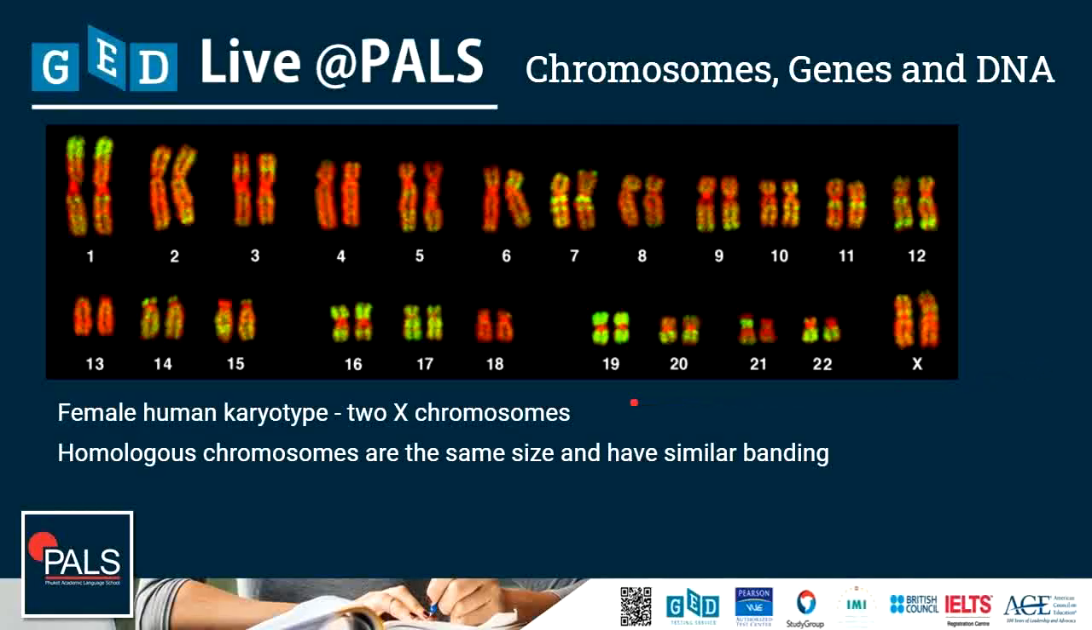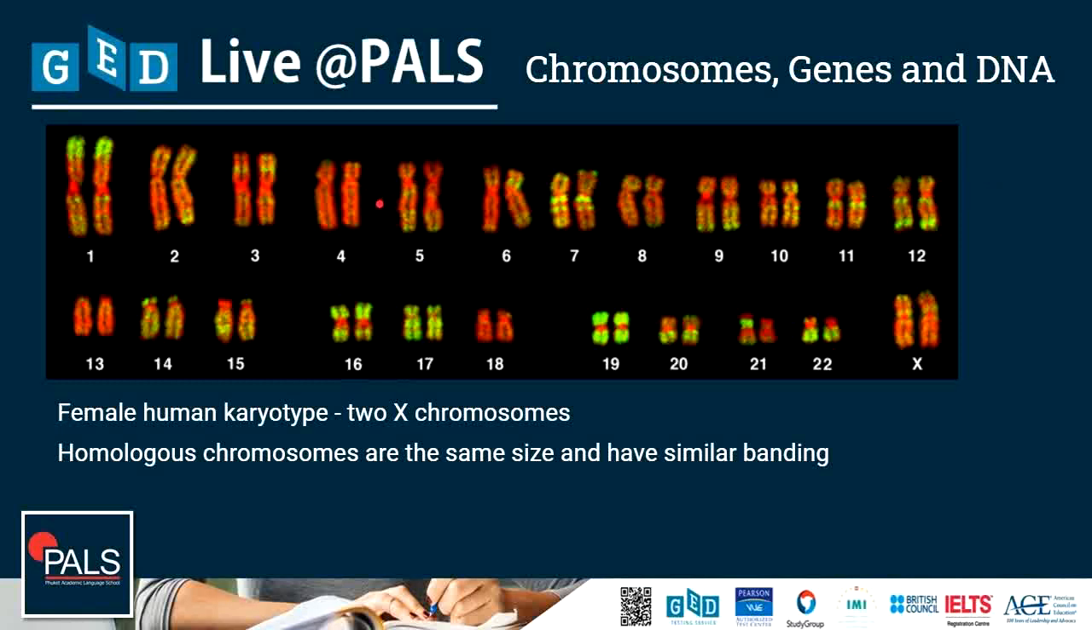Here we have an example of a female human karyotype, which has two X chromosomes. As we can see, the last chromosome pair, the sex chromosomes, is 2X. The homologous chromosomes, as we already said, have the same size and similar banding, so basically similar genes. And we can see that very well here, the orange and the green color representing the banding of chromosomes.